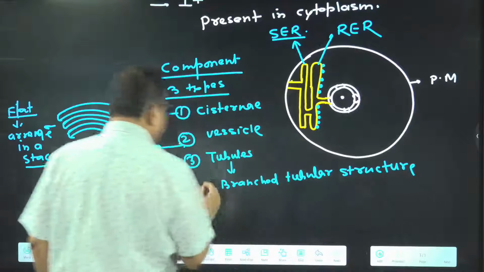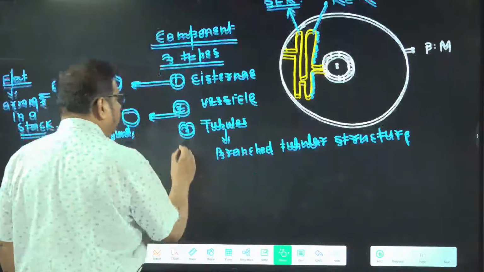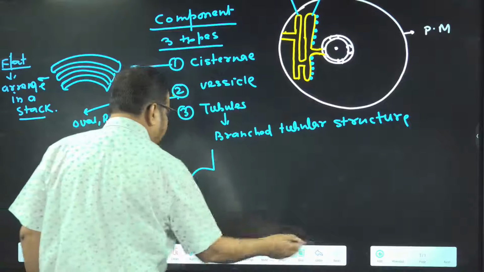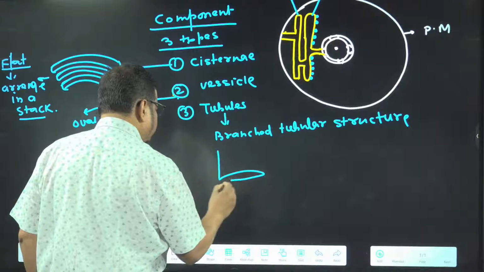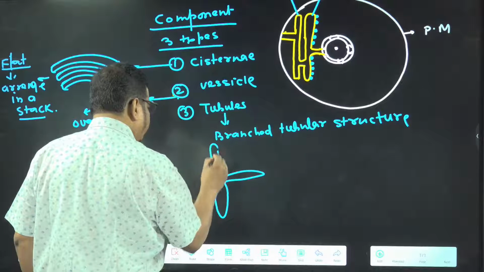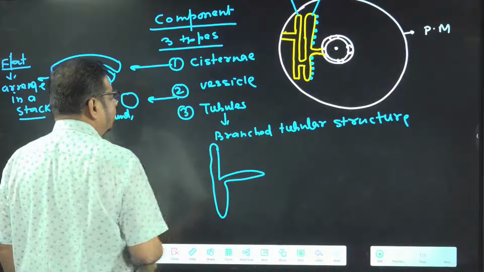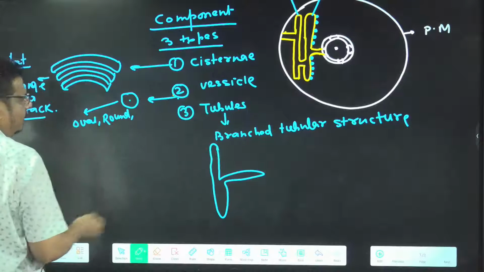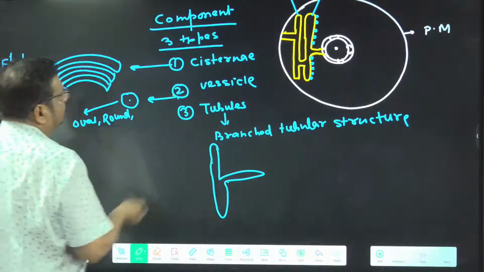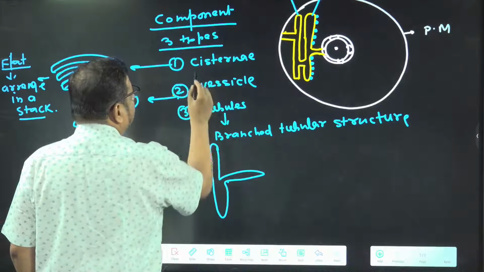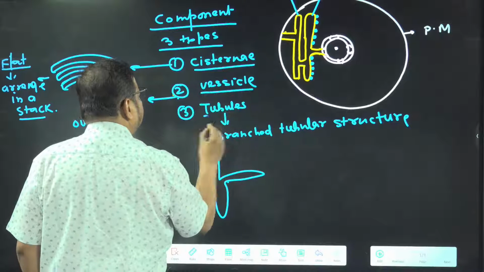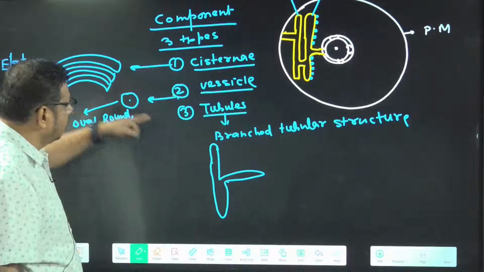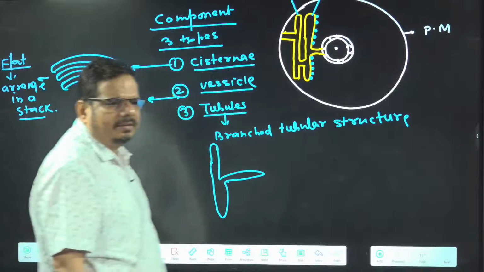These are the three components present in the endoplasmic reticulum. These tubules look like this. You just think, have a look. It is a tubule. You are finding it is a branched tubular structure. So this is cisternae, this is vesicle, and this is the tubule. So there are three components of the endoplasmic reticulum: cisternae, vesicle, and tubule. Are you getting the idea? Is it clear in the mind?